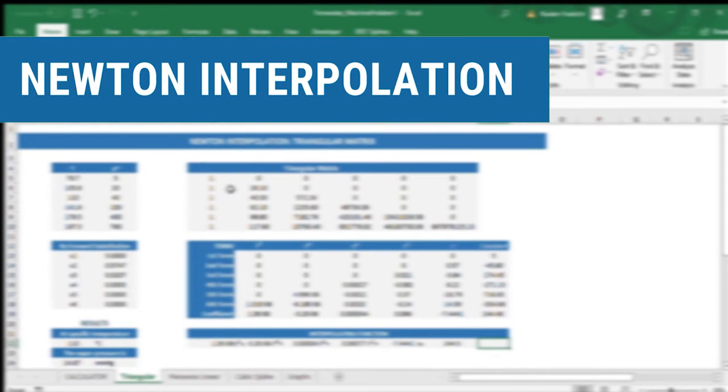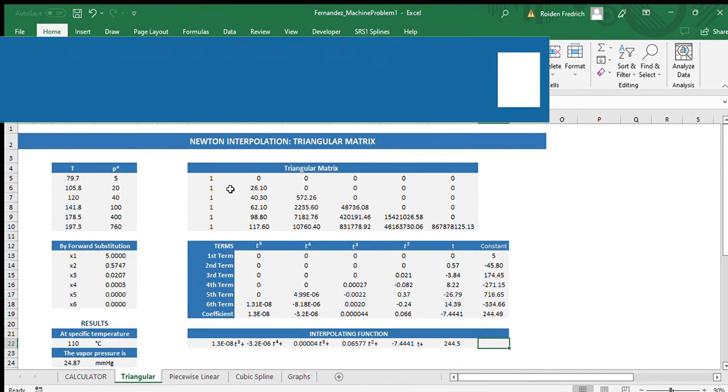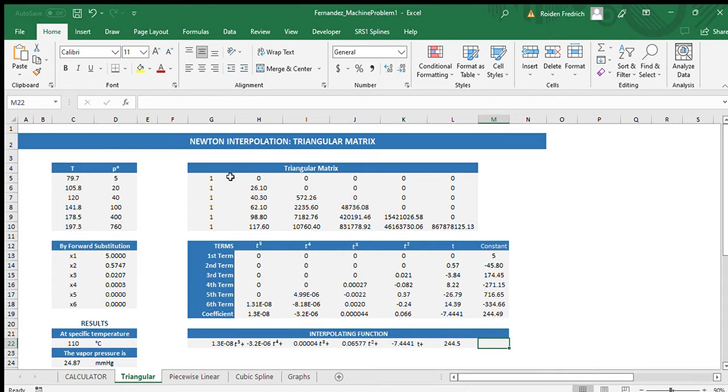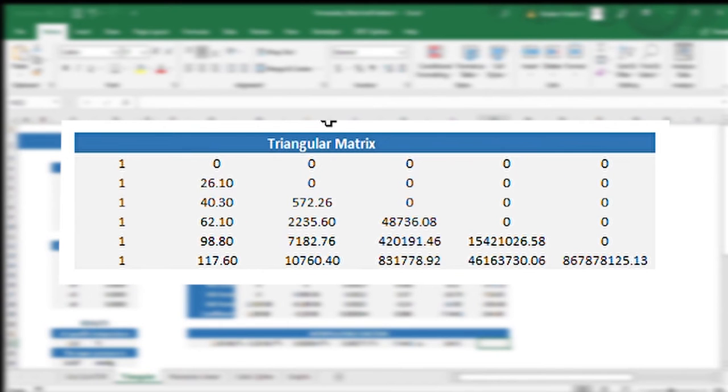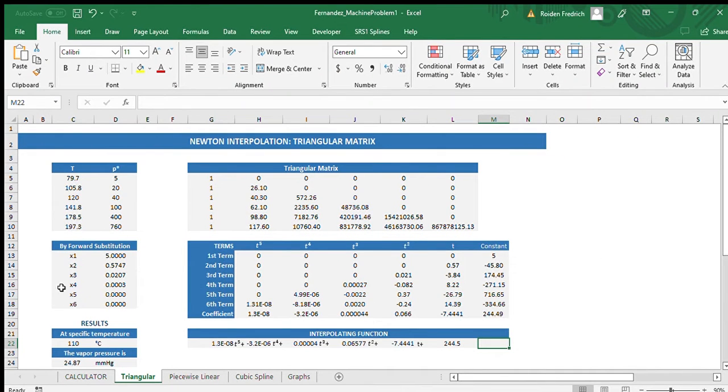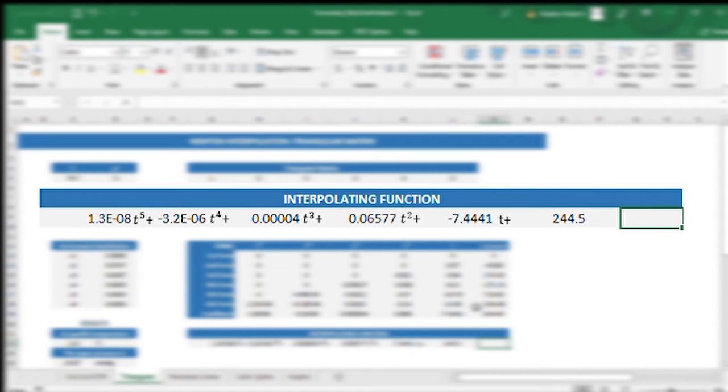First, we have the Newton interpolation using triangular matrix. With Newton basis, we'll have a lower triangular linear system. Using the data in the problem, the system becomes this triangular matrix. The solution was then obtained using forward substitution. Given that we already have the coefficients, we'll now have our interpolating function using Newton interpolation by triangular matrix.